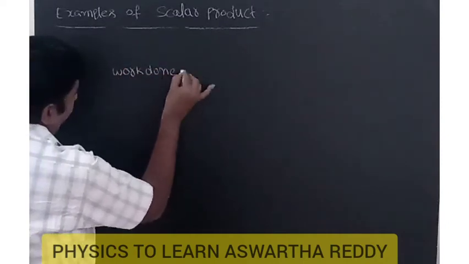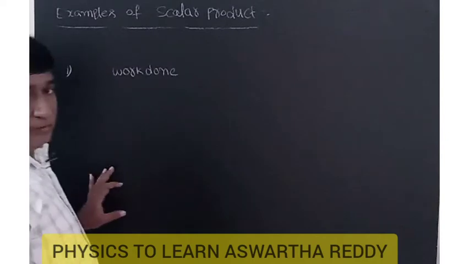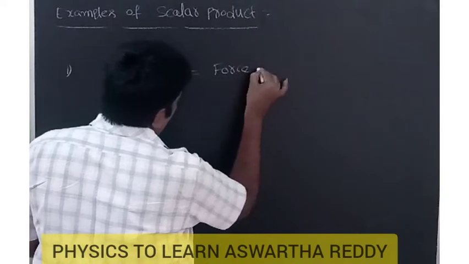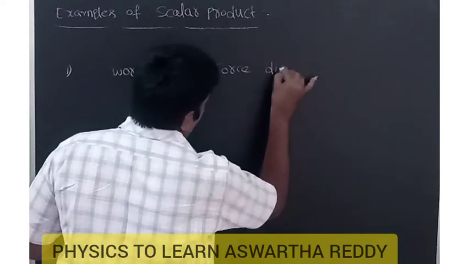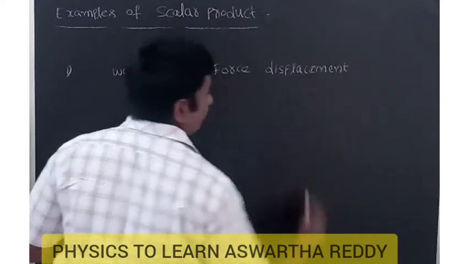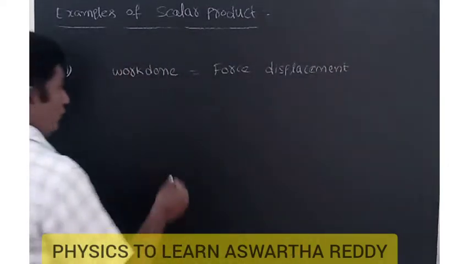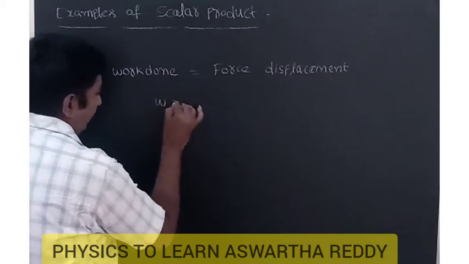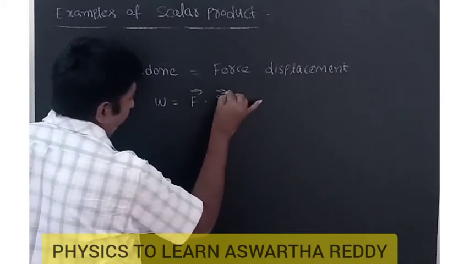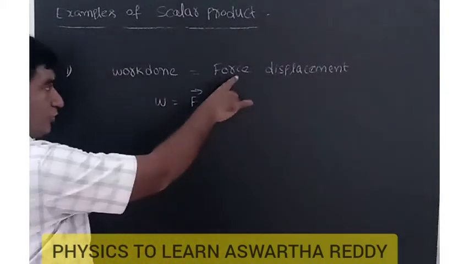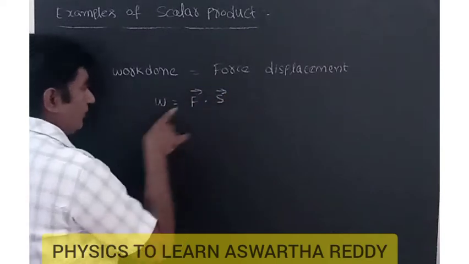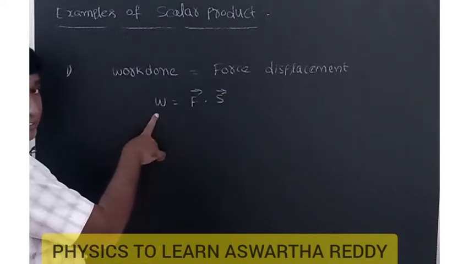So work done, what's the formula for work done? Work done is equal to force into displacement. In short form, work done is denoted by W is equal to F vector dot S vector. Here you can see force is a vector quantity, displacement is also a vector quantity, but the resultant of this, work done, is a scalar.